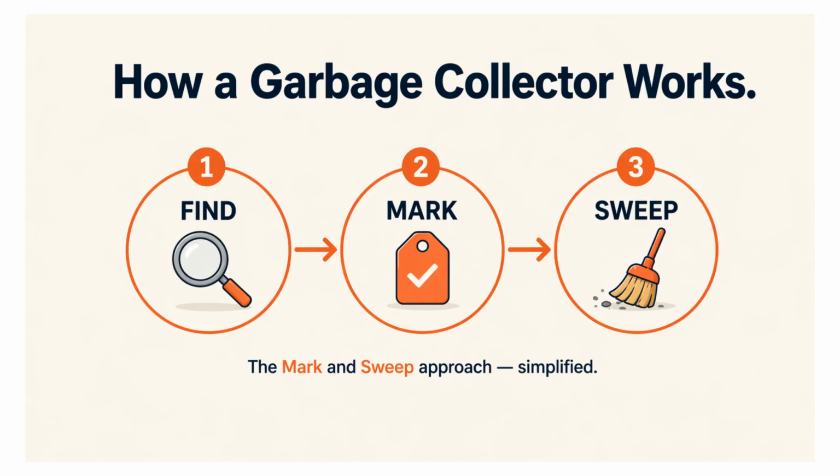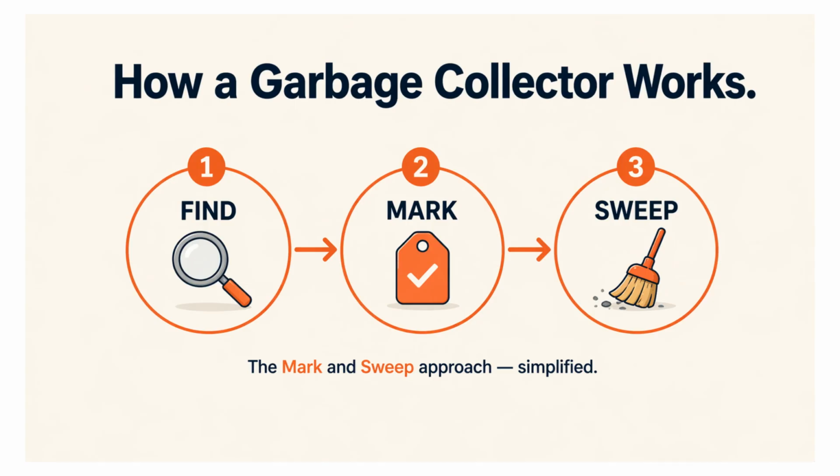Second, mark. It checks which pieces of data are still being used by your program, meaning are they still connected to something? If yes, mark them as in use. If nothing in the program is pointing to that data anymore, it's considered garbage. Third, sweep. The collector then removes all the unmarked, unused data and frees up that memory for future use. This whole process happens automatically, often multiple times during your program's run, and you don't have to write a single line of code for it.